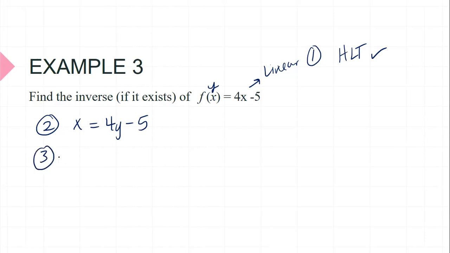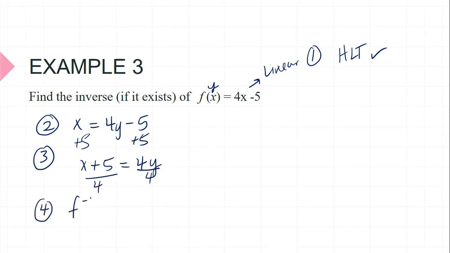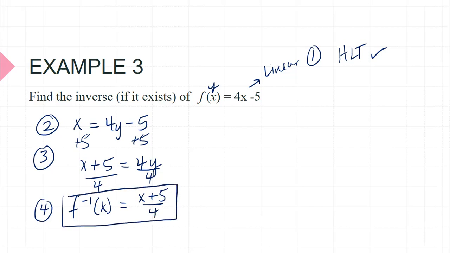Step 3 is to use inverse operations to get y by itself. What is my first inverse operation I need to do? Add the 5. So we're left with x plus 5. Exactly. We go through SADMEP, we're going to SADMEP it out. All right. What's my next inverse operation? Divide by 4. Is my y now by itself? Yes. So therefore, my inverse function equals x plus 5 over 4. And then if I wasn't sure of my answer, what should I do? There you go. Double check.